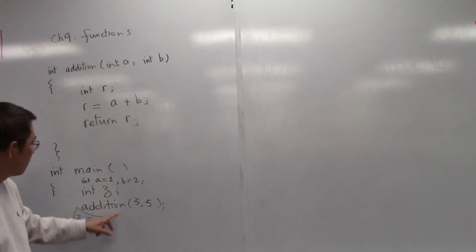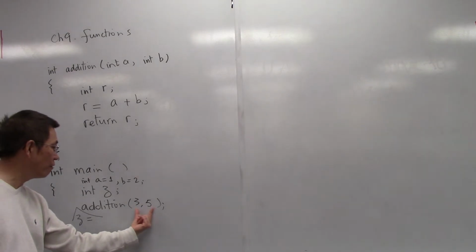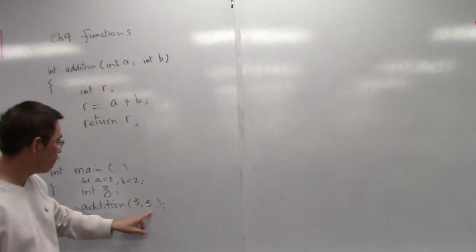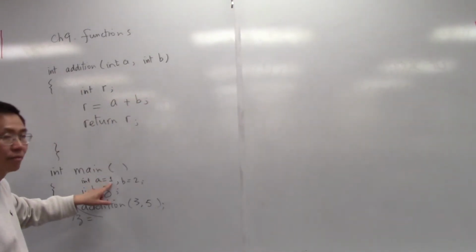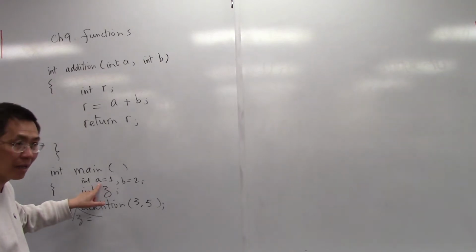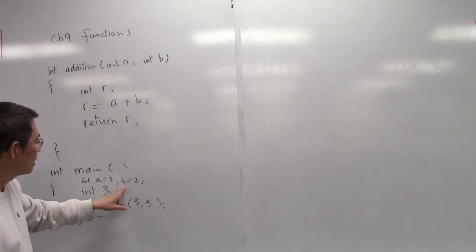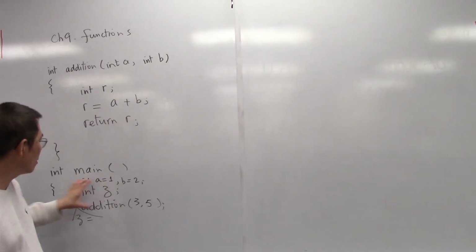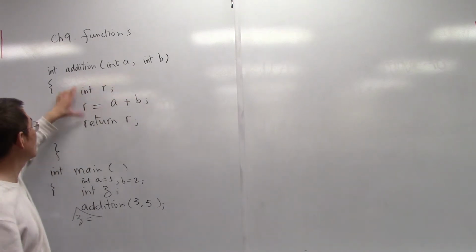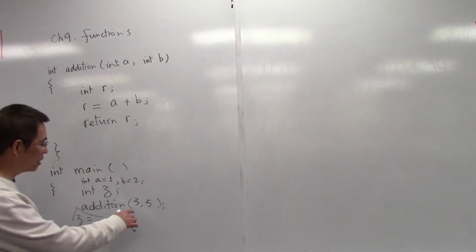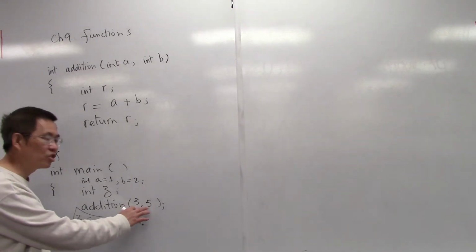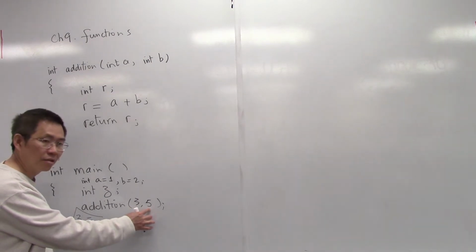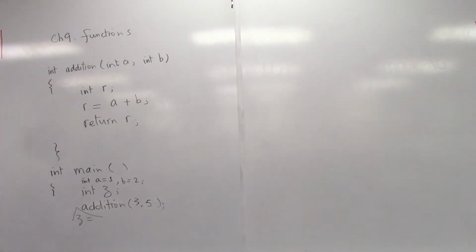Okay? Therefore, when you call the function, it is the value in the variable location that will be put in. So 3 will be put here, 5 will be put here. It's not a, even though this is called a, which has the value of 1, and b has the value of 2. These 1 and 2 are not put here, because these a, b are local to main, and these a, b are local to that function. Okay? The exchange of values is only through positions. So the first position has the value 3. The second position has the value 5. This is also called call by value.